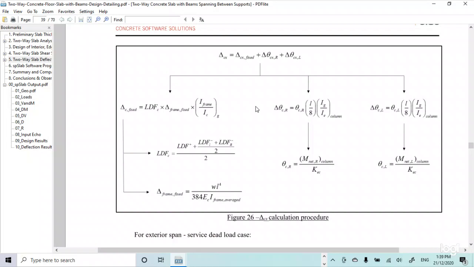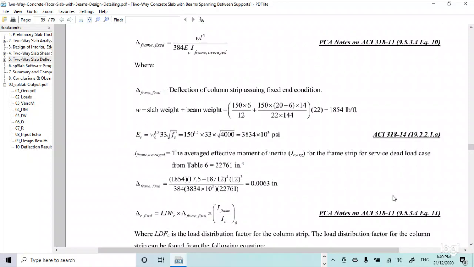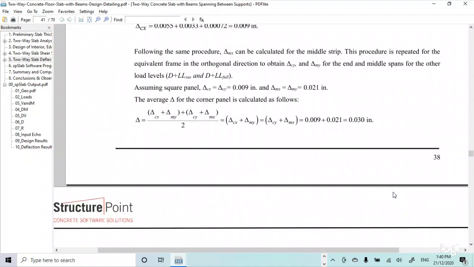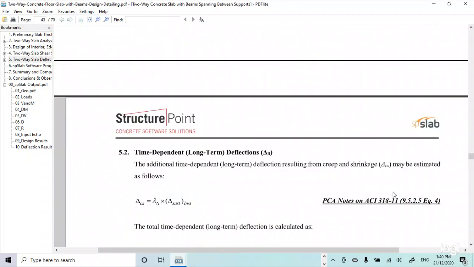Page 39 shows the overview and steps of the deflection calculation. Here on page 39 you can see the calculation procedure regarding the deflection control. From page 39 to 42 that will be the deflection controls explanation.